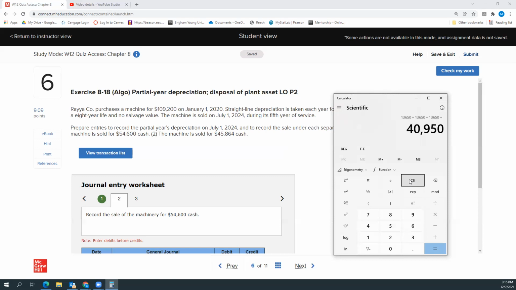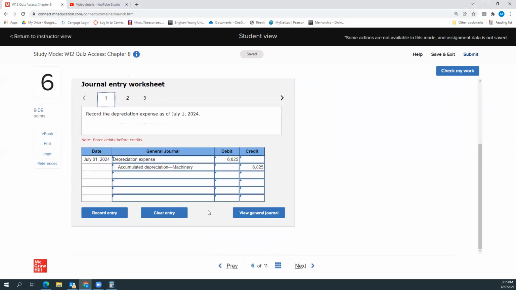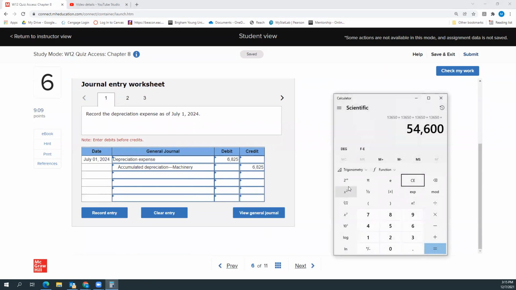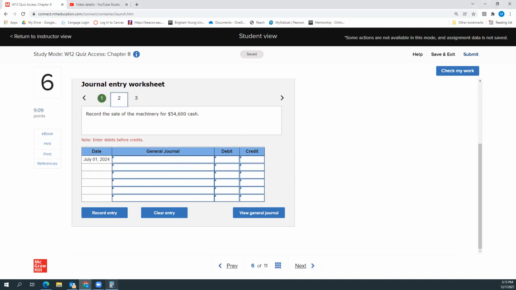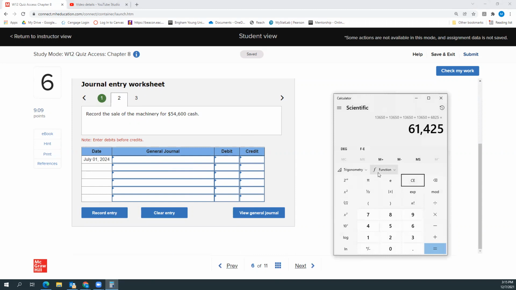At the end of 3 years, $40,950. At the end of 4 years, $54,600. And then at the end of that last year, I forget what the half year's worth was, but it was half of 13,650, which was 6,825. So we'd have $61,425 worth of accumulated depreciation. So I did the same thing just by doing times 4.5, but it's showing you where I got it from.